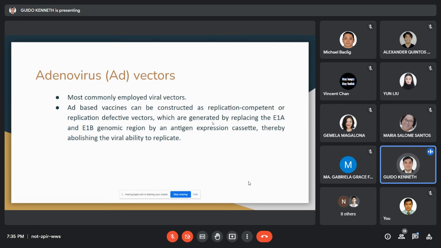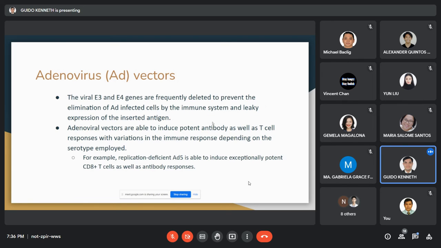So adenovirus vectors are the most commonly employed viral vector, and adenovirus-based vaccines can be constructed as replication-competent or replication-defective vectors, which are generated by replacing the E1A and E1B genomic region with an antigen expression cassette, thereby abolishing the viral ability to replicate. The viral E3 and E4 genes are frequently deleted to prevent the elimination of adenovirus-infected cells by the immune system and leaky expression of the inserted antigen.